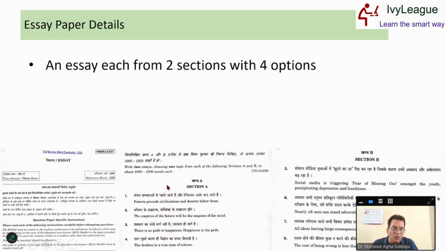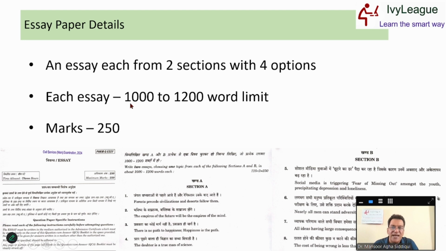So this is what really is given to you. You get an essay each from two sections in your paper. For each section, you've got four options. You get 250 marks in all for your essay paper, and each essay has to be in a 1000 to 1200 word limit range. Now, when we talk about a 1000 to 1200 word limit, you have to also understand that this word limit is always plus minus 10%, which means the word limit for you when you're writing your essays should be 950 to 1320.